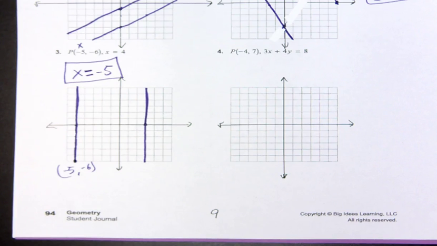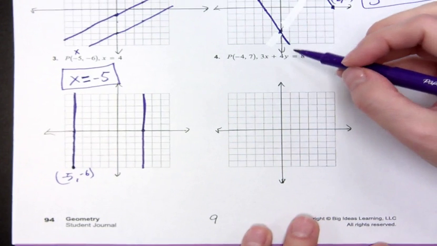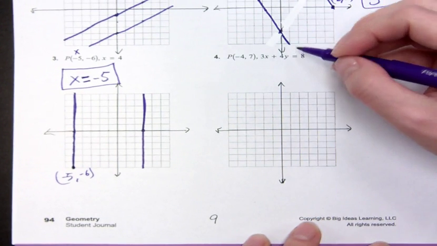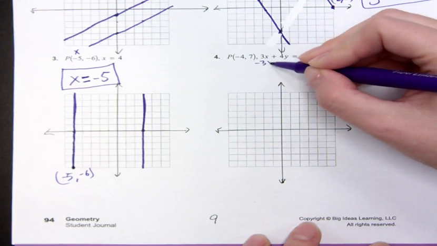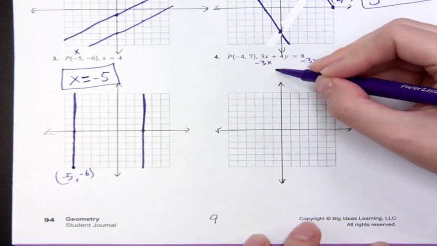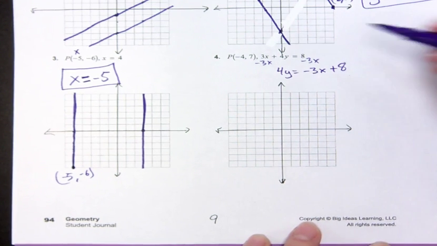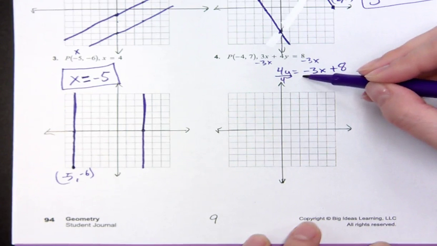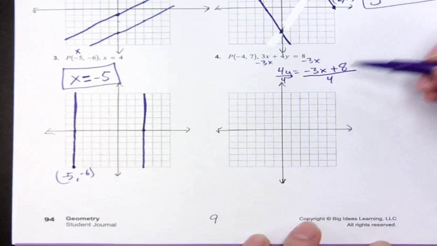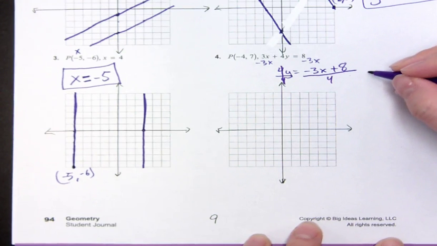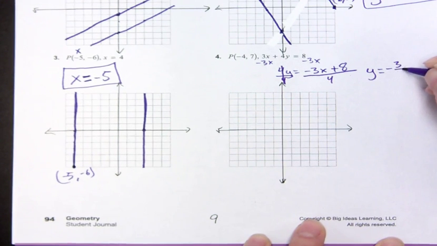Alright, and on example 4, what do you think is the easiest way to solve that one? Solve it to get our y equals mx plus b again. So we're going to subtract 3x to get 4y equals -3x plus 8. And when we divide, remember you have to divide everything by 4. So that divides, and we end up with y equals -3/4 x plus 2.